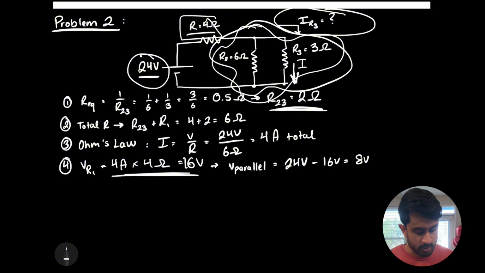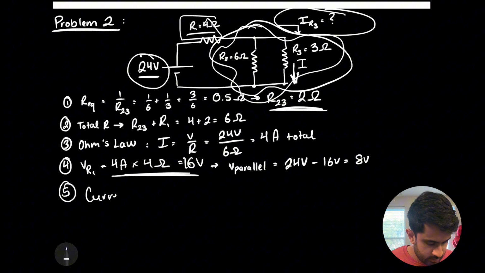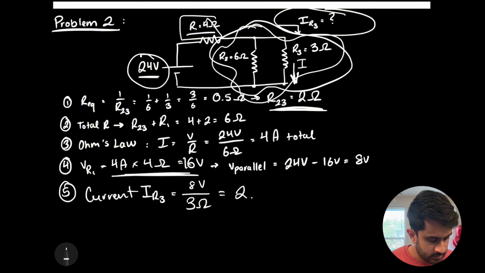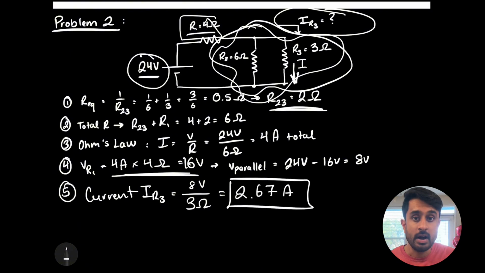Again, we can plug and chug this into Ohm's law. We have point number 5. Current IR3 is going to be equal to 8 volts, the same value that we calculated previously, over 3 ohms, giving us a value of 2.67 amps, which is our final answer.